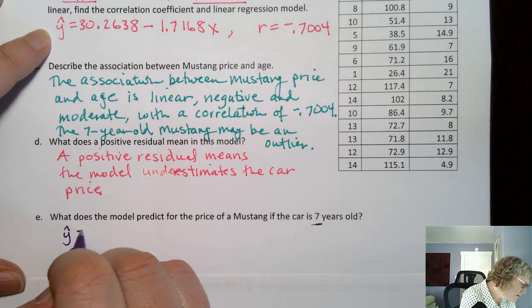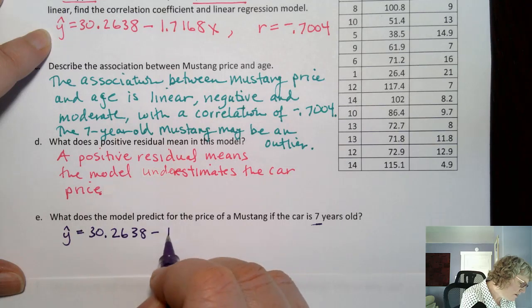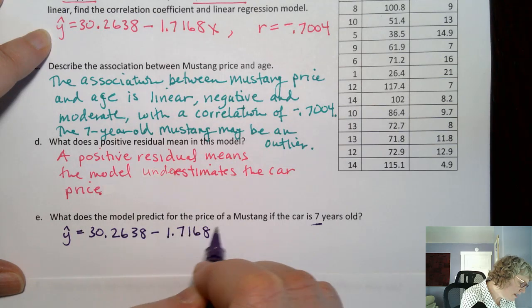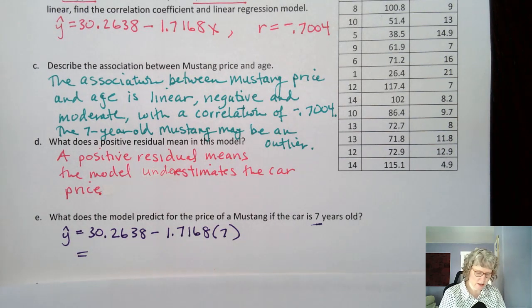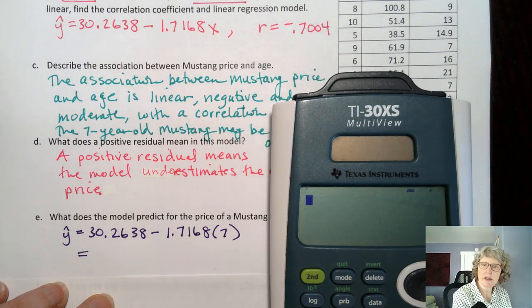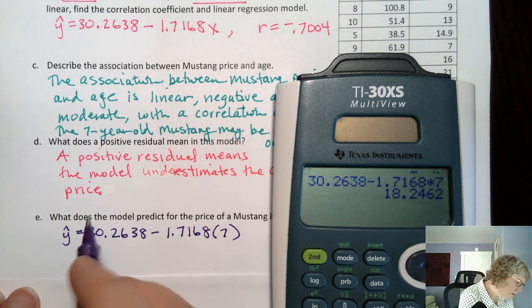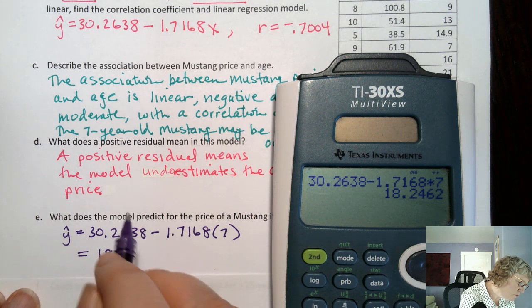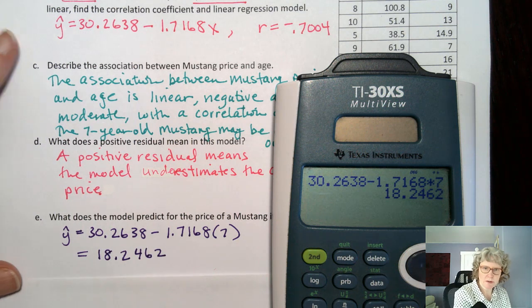So y hat is 30.2638 minus 1.7168 times 7. Let's plug that in our calculator. 30.2638 minus 1.7168 times 7. That is 18.2462. I'm going to keep it all here because we need to interpret this.